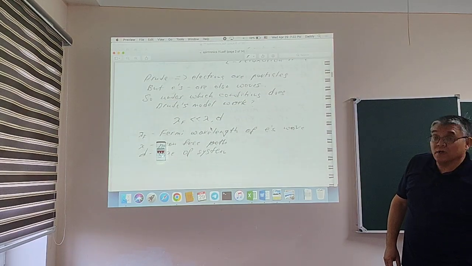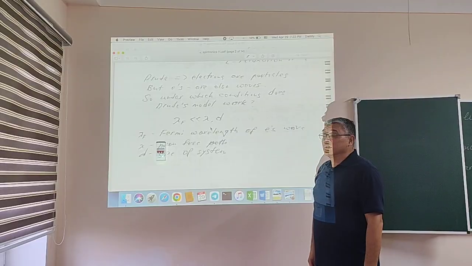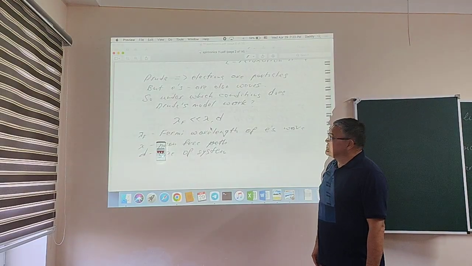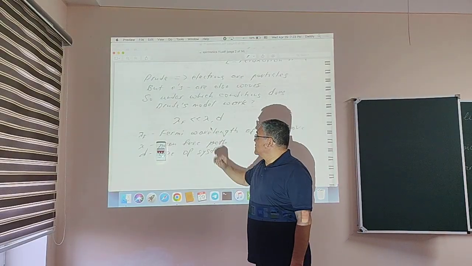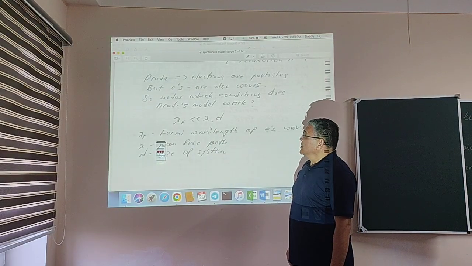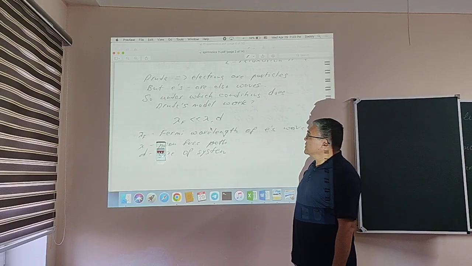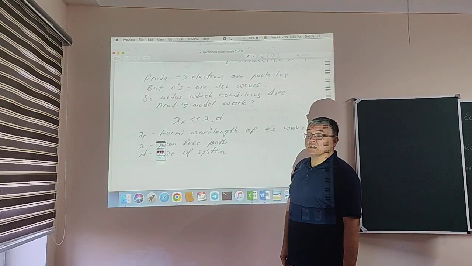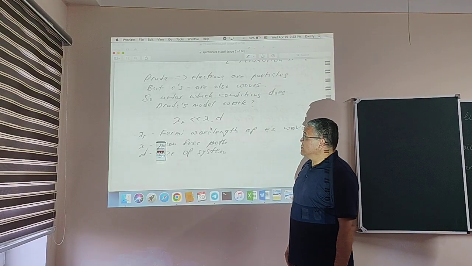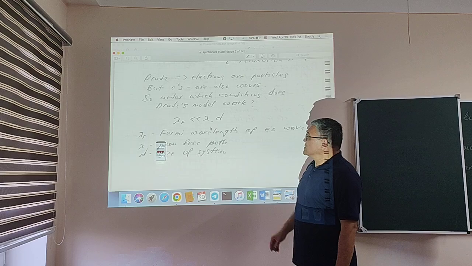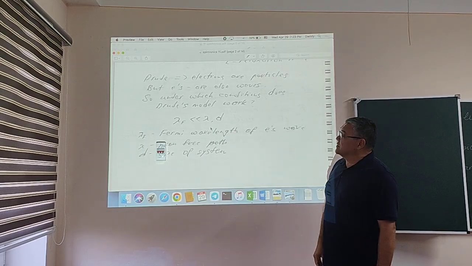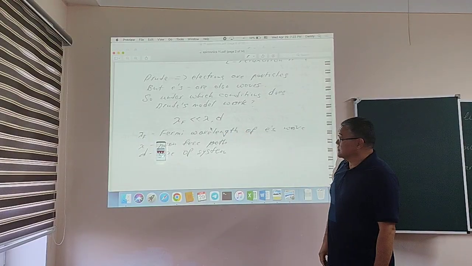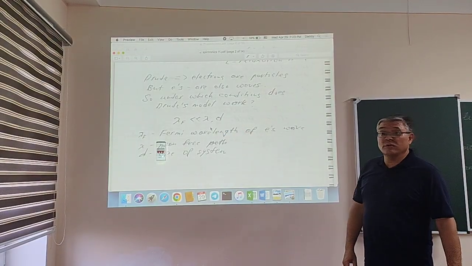Now, in the case when we have electrons in the lattice, we can describe them as a wave, and they will have a wavelength, which is called the Fermi wavelength. For Drude's model to be correct, we have to use this inequality. The Fermi wavelength must be much smaller than the mean free path and the dimensions of the system. In this case, the Drude model will be correct.